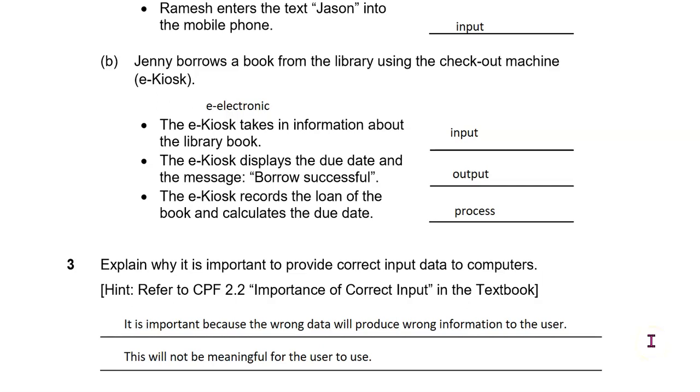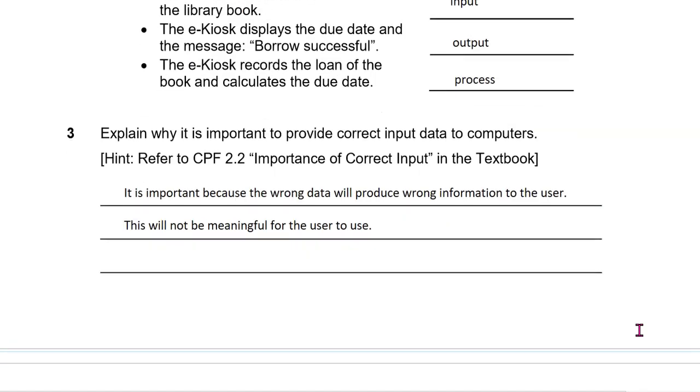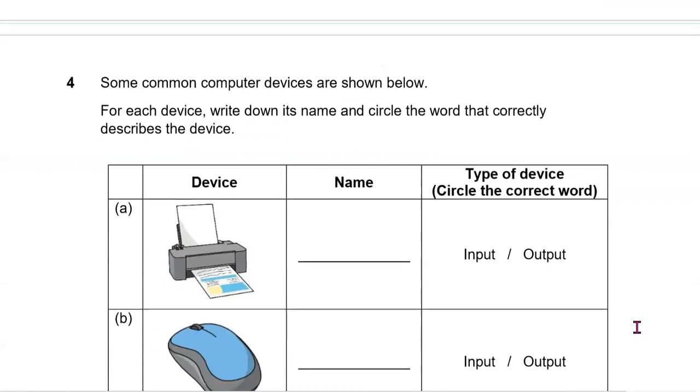Okay, I'll give you another few more seconds to copy down the answer. Okay, let's move on to page 4. Some common computer devices are shown below. For each device, write down its name and circle the word that correctly describes the device.